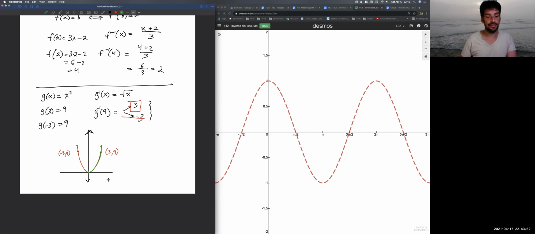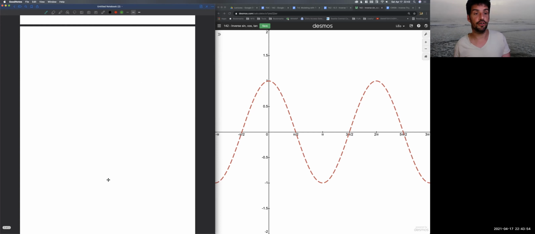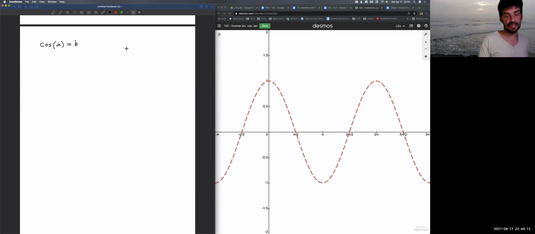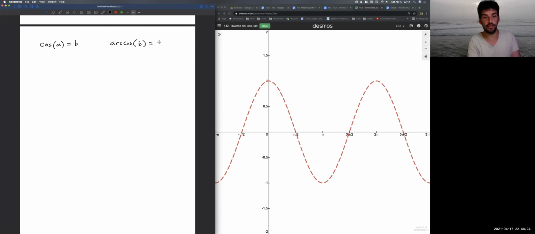So let's think of that in terms now of our trig functions. Start by looking at cosine. Given the cosine function, let's say I have cosine of some angle is equal to some number b. What I want is the inverse cosine, sometimes called the arc cosine. What we want is the output to be A, the angle from over there, right?